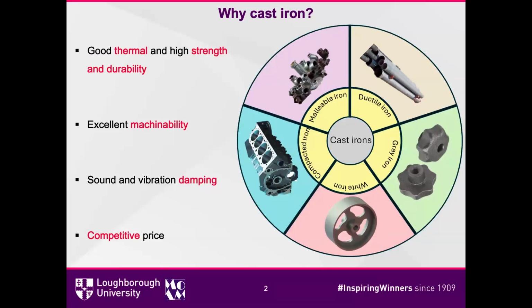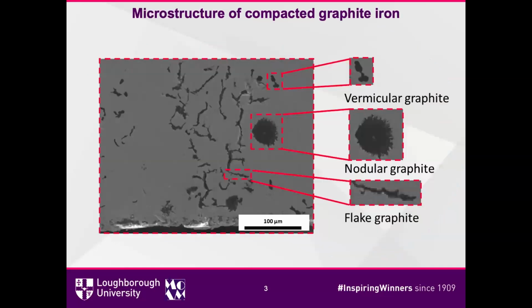Because cast iron is widely used now in the automotive industry, and it has very good thermal conductivity and high strength, durability and excellent machinability, and also good sound and vibration damping, and it's relatively cheap compared to other composites or metals.